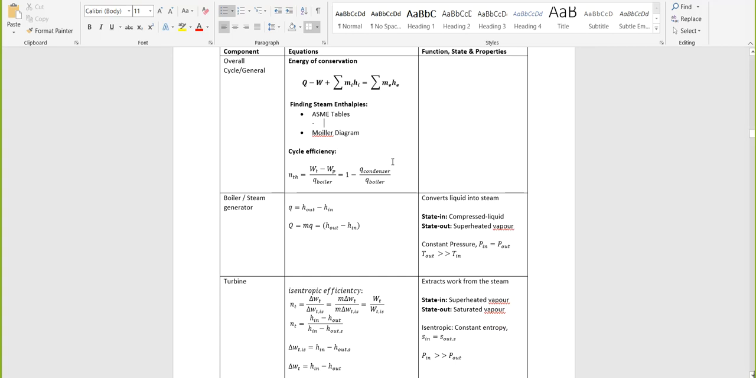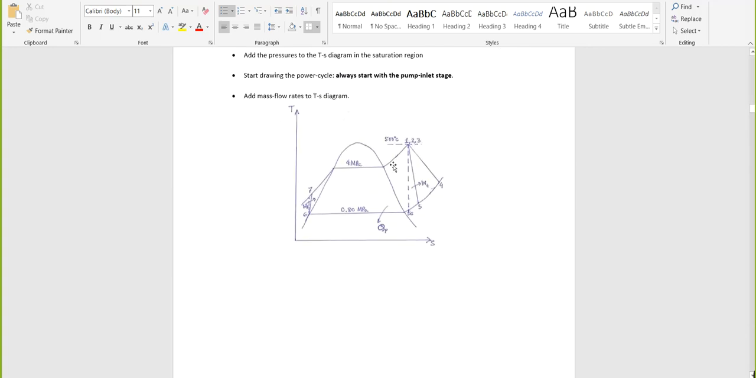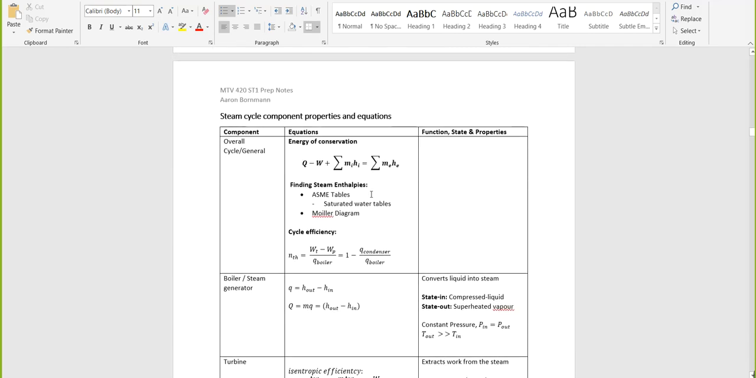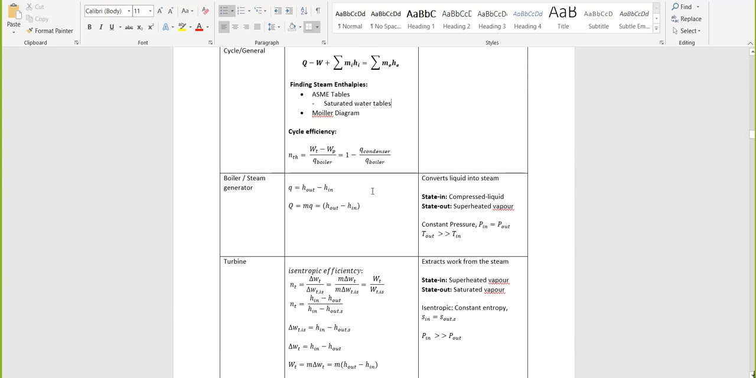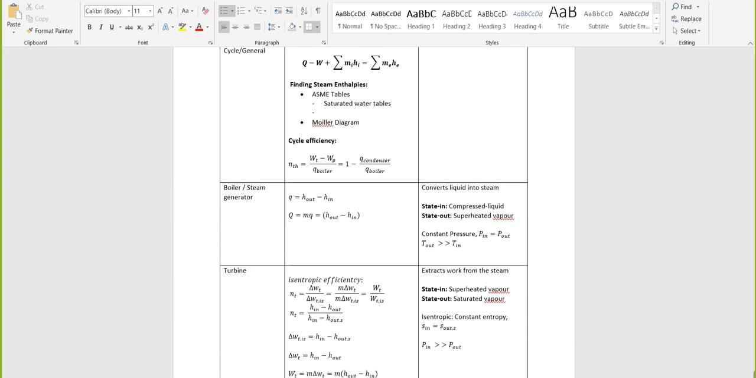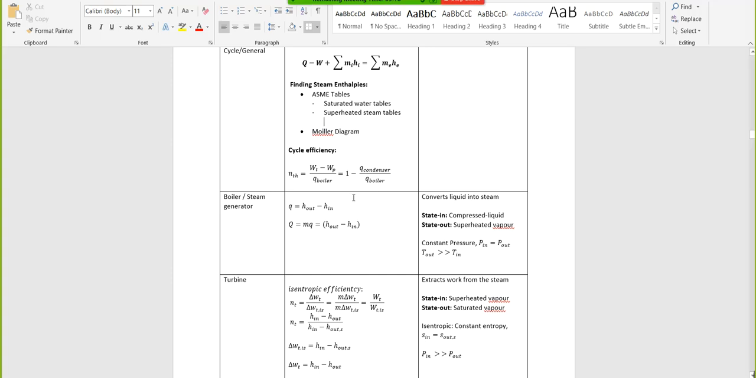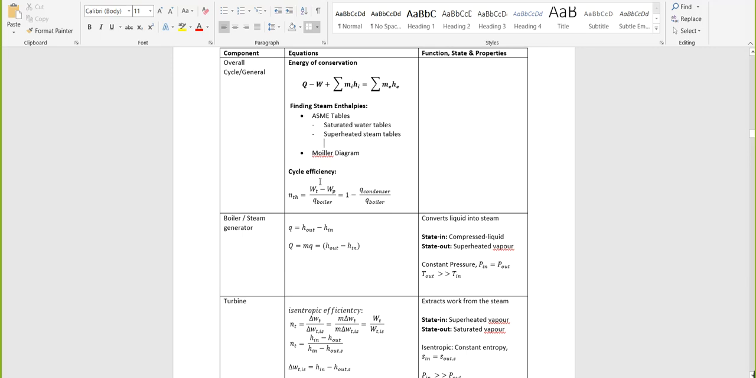Okay, so in your tables you're going to use your saturated tables, your saturated water tables, right? And saturated just means that if something saturated lies in this region here, right? So you have your saturated water tables, right? And then you have your superheated steam tables, and then a new one which we never experienced in MTX221 is a Mollier diagram.